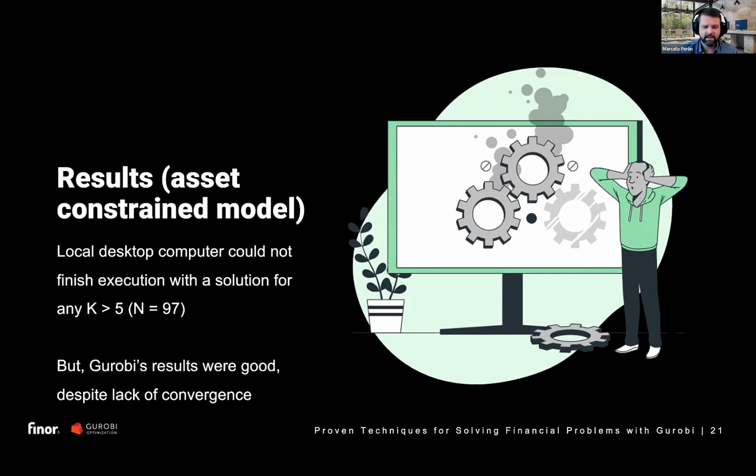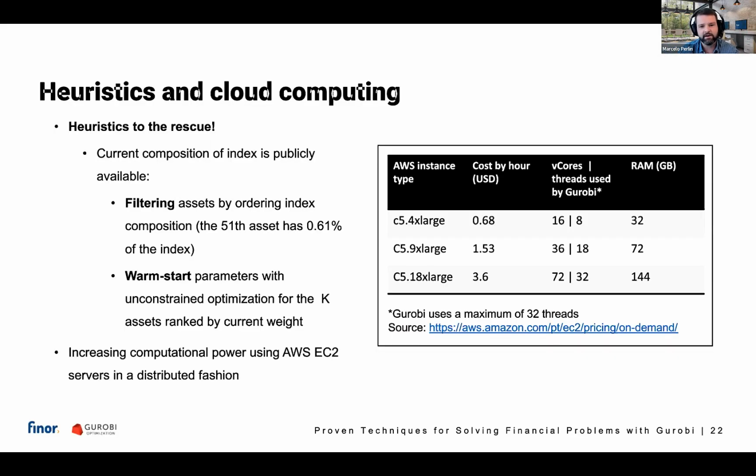Okay, so we realized very soon that a desktop computer will not work. That's when we set up a team and said, well, let's solve this problem by just throwing money at it. So what did we do? Well, first of all, we used heuristics. Heuristics are a way to try to decrease the complexity of the problem.